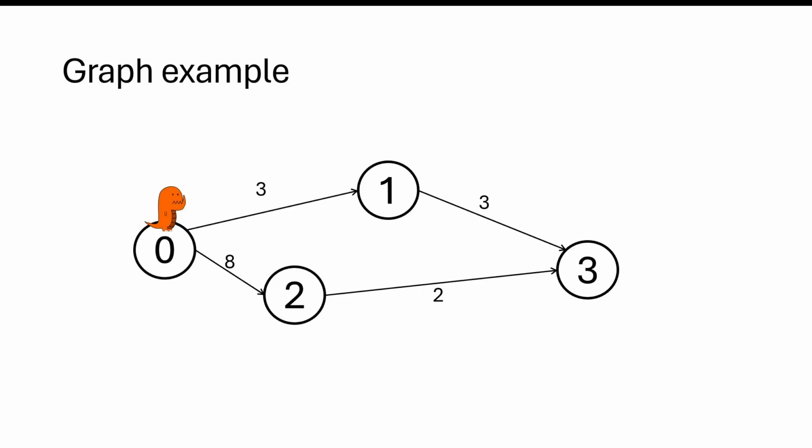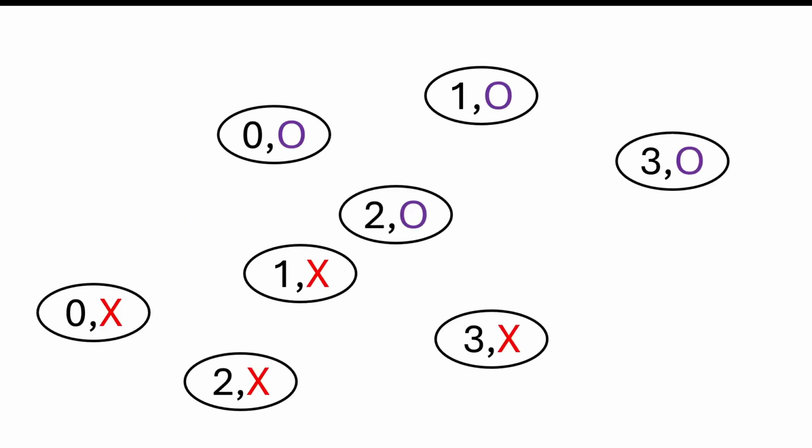Let's look at this on a real graph. In this example, we want to get from node 0 to node 3. This is what the new node names look like. As you can see, we have doubled the number of our nodes. Now we face the next problem. What should the edges of this graph be?